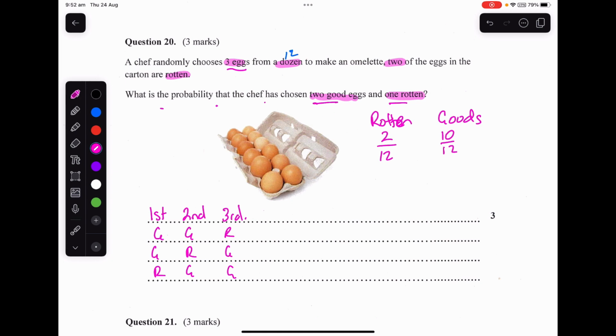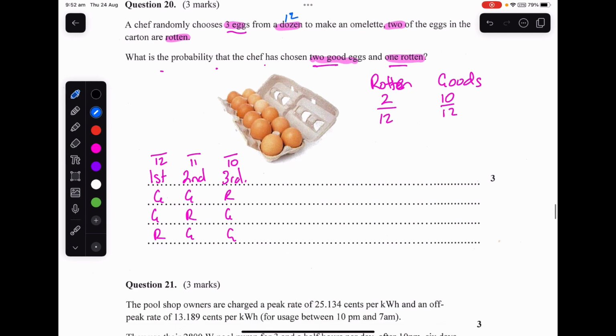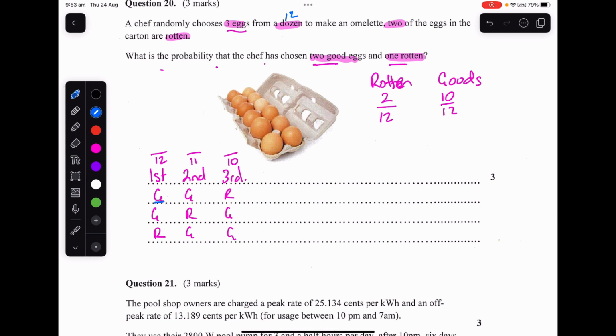Now you have to remember that once you take an egg out, you're not going to put it back in. So the first time you take one out, it's going to be out of 12. Then one's gone, so now it's out of 11. And now another one's gone, so now it's out of 10. Now we could have drawn a tree diagram for this, but it would be massive. Okay, so this is why we're just going to use our understanding of our probability to work this one out. So let's have a look. We now need to work out the probability of each of these things happening. So if I take a good egg out first, okay, I'm taking 1 good egg out of 12, okay?